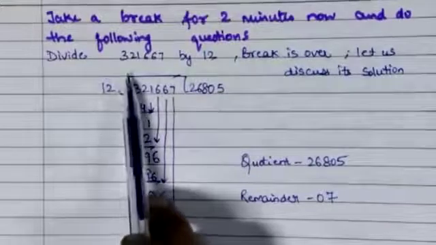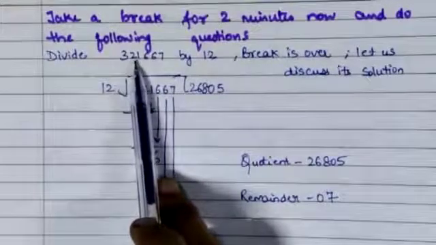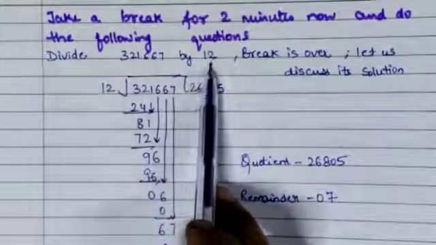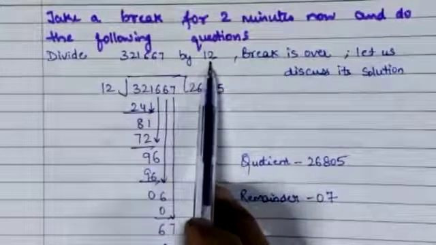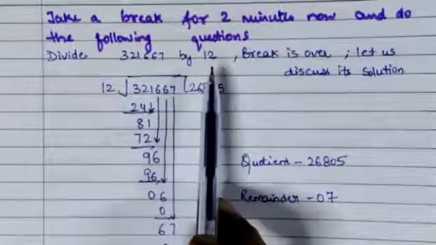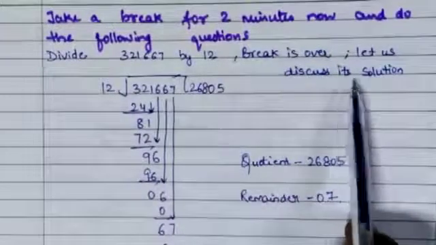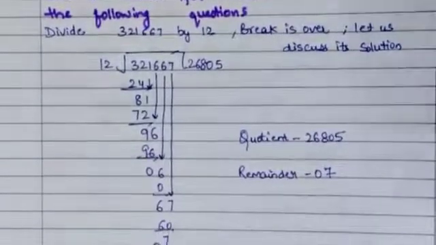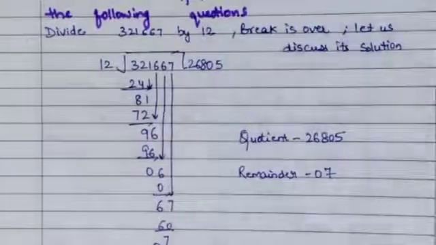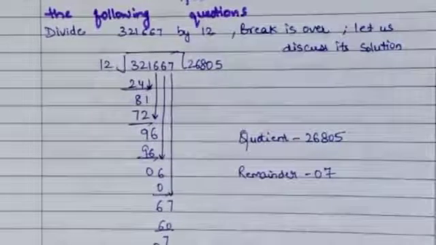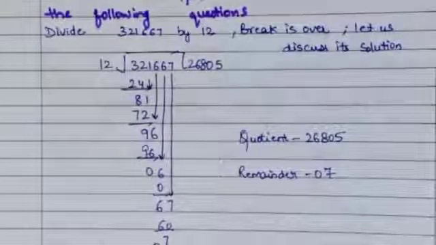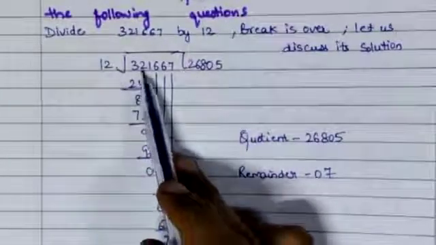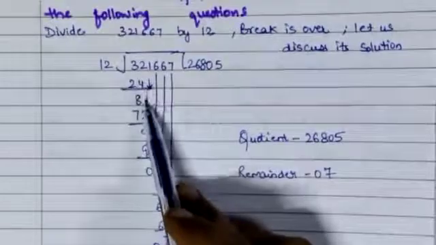You have to divide 32,01,667 by 12. Break is over now. Let us discuss its solution now. We have to divide 32,01,667 by 12. 12 into 2 is 24. 12 minus 4, 8. 1 comes down.